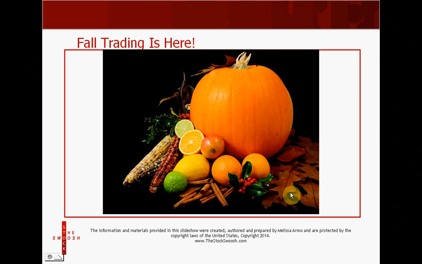So remember when I said fall trading is here. This is a very busy season. Just in the last 2 weeks, I've had a very strong period, and I didn't even hold all those things to the targets.